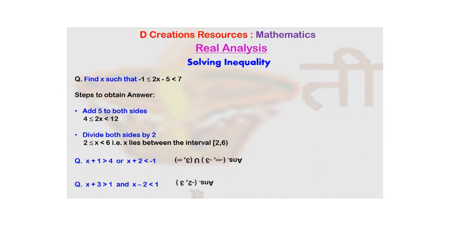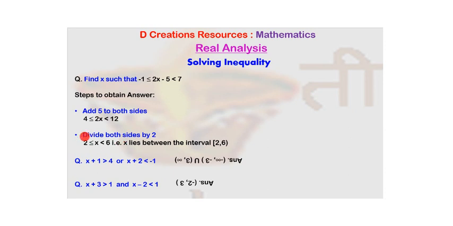Going back, again from 2x you want to go to x. So what will you do? You will divide both the sides by 2. So let's divide this whole inequality again by 2. So 4 divided by 2 will give you 2. 2x divided by 2 will give you x. And 12 divided by 2 will give you 6. So 2 is less than or equal to x, less than 6.